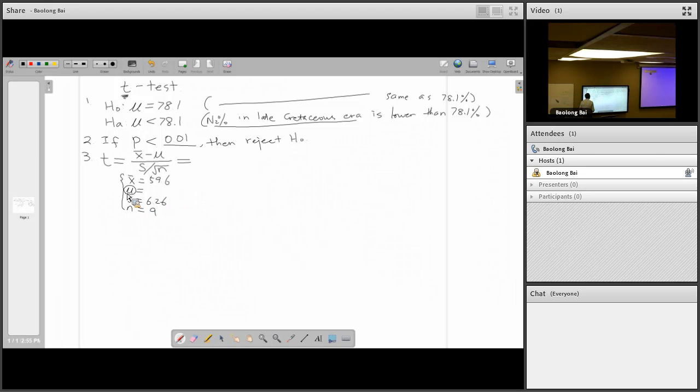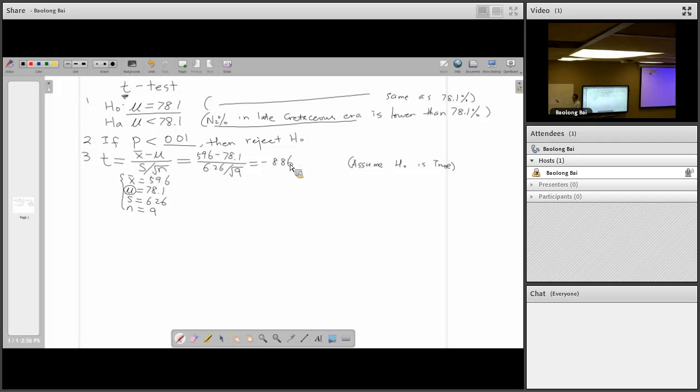So we have one little piece here. What is mu? Where do we find mu? When you calculate the test statistic, we always need to assume something, right? What do we assume? We assume the null hypothesis is true, right? So the p-value is defined as the probability of observing a sample as extreme or more extreme than the sample observed, assuming the null hypothesis is true. Okay? So if we assume the null hypothesis is true, then mu will equal 78.1, right? Then we have everything we need for the calculation. X bar, 59.6. Mu, 78.1. S, 6.26. N is 9. And with a little calculation, we can calculate this to be negative 8.86.